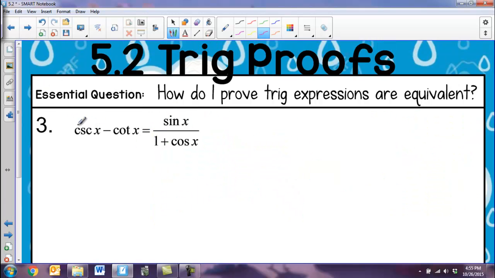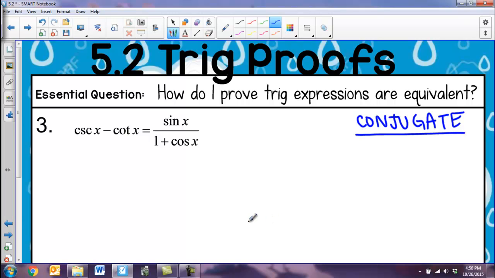Again, we have 2 different sides: cosecant x minus cotangent x equals sine x over 1 plus cosine x. It does not matter which side you start from. However, I think that fractions look a little bit more complicated. And when we are dealing with fractions, we are going to use something that you have seen before, but I'm going to remind you of it, and it is called the conjugate.